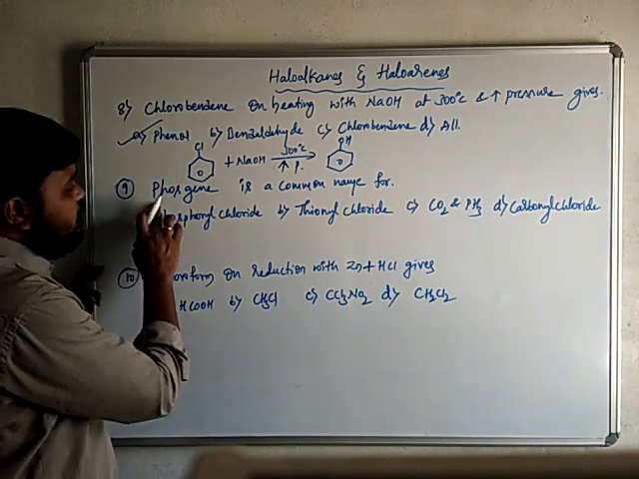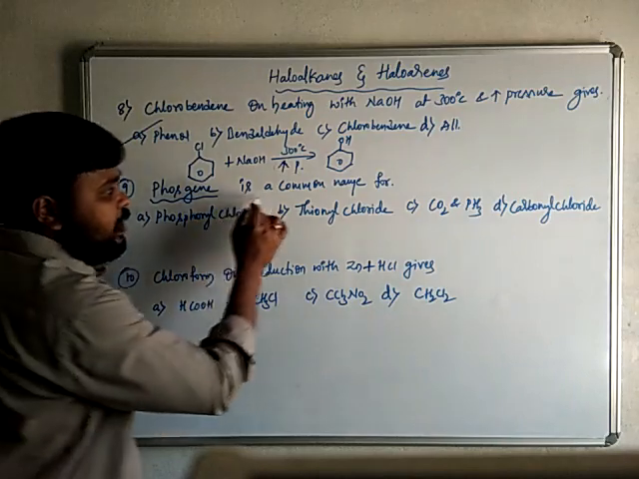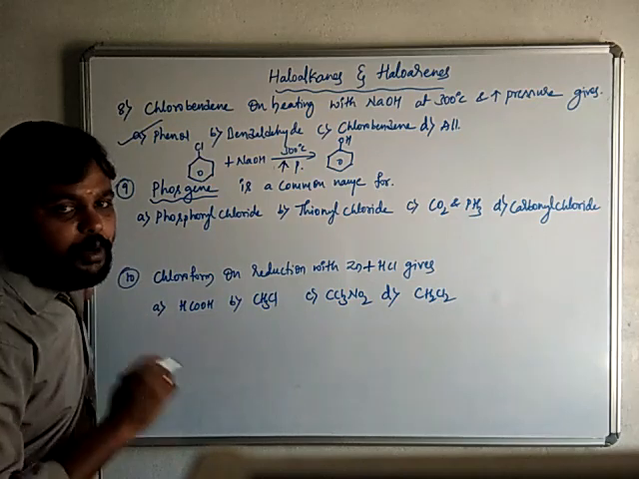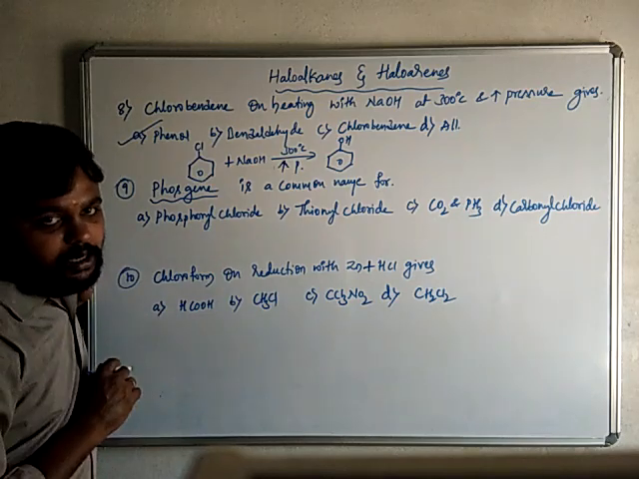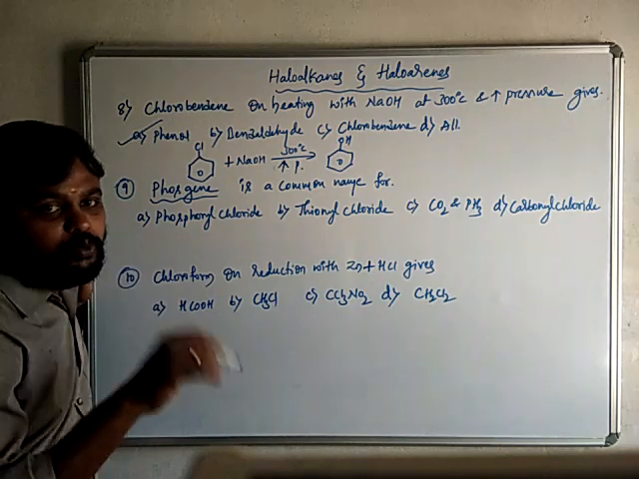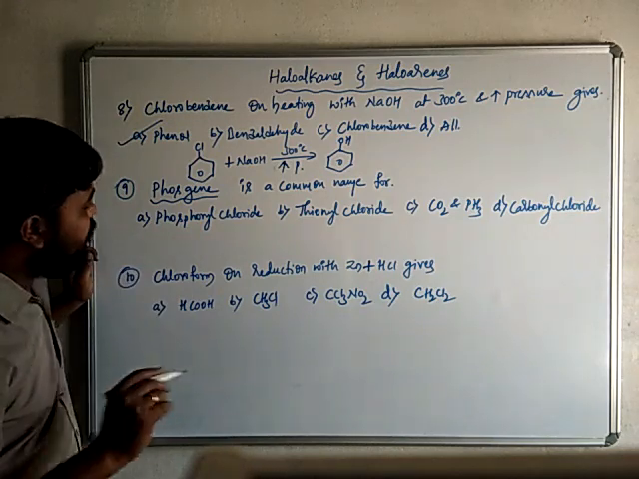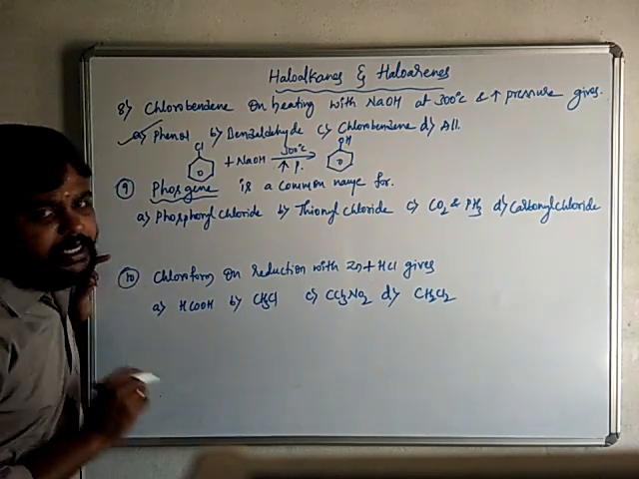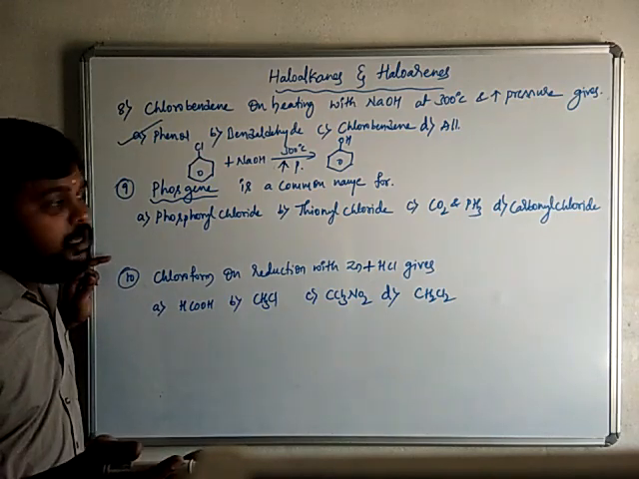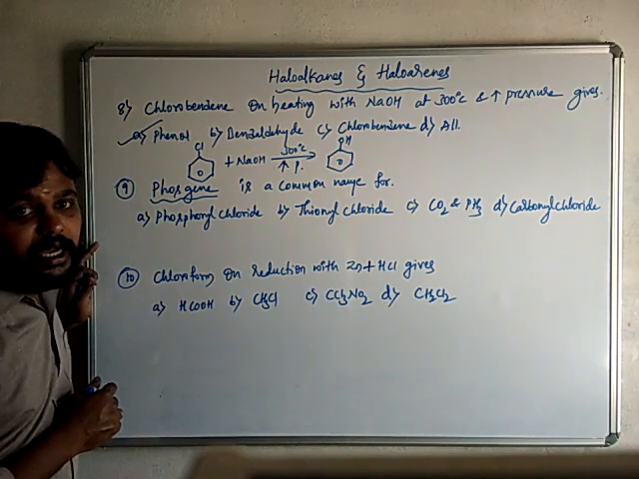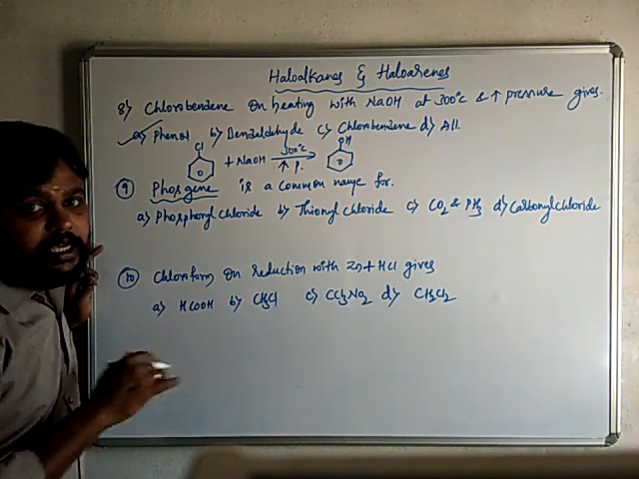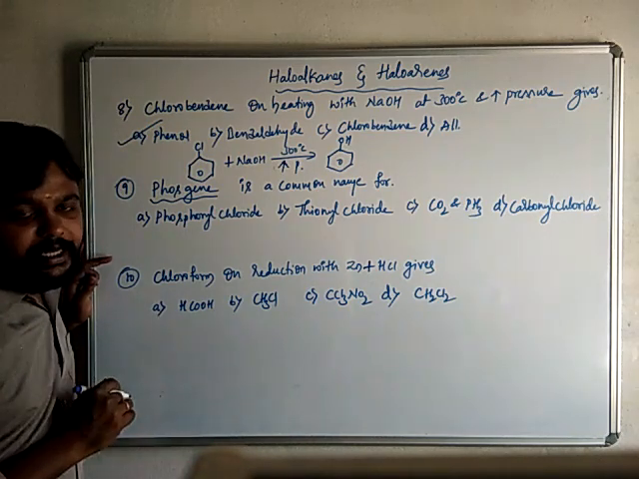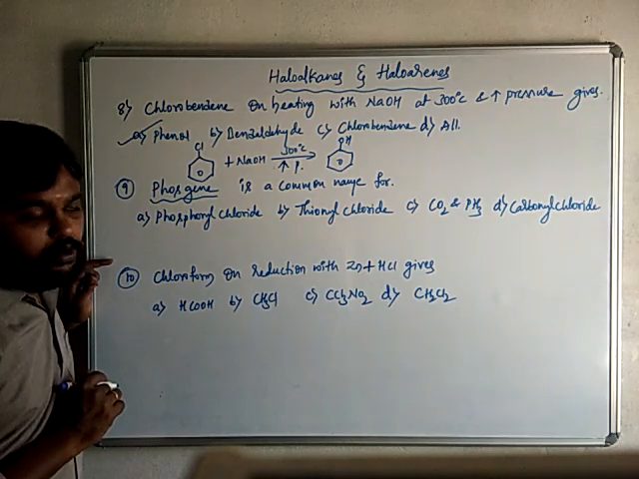So next question is, phosgene is a common name for. I told you, using chloroform you can prepare phosgene, you can prepare DDT, you can prepare chloretone, war gas or tear gas. So many important properties are there in case of chloroform. I told you so many times in the classes itself, and we already wrote one test on haloalkanes and haloarenes, I think 10 days back. In that I explained so many properties of the chloroform itself.